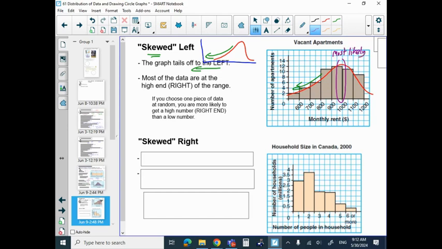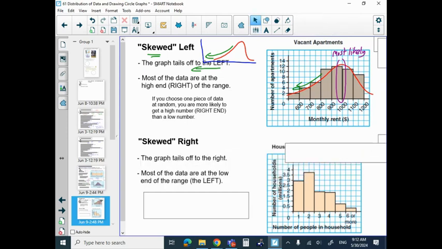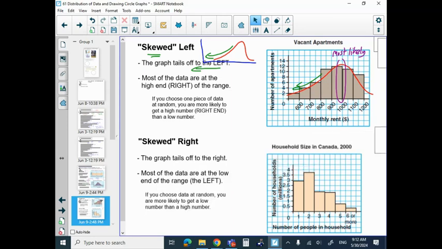And then skewed right is pretty obvious. Skewed right is the opposite of that. We'd have the graph tailing off to the right. Most of the data is on the low end, but it's been distorted out along to the right.